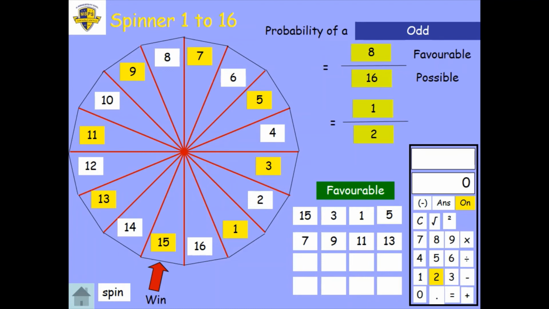Another example. Spinner has these numbers from 1 to 16. I want to find the probability of odd numbers. First, how many odd numbers do we have, or what is my favorable? I have 1, 3, 5, 7, 9, 11, 13, 15. So the total number of odd numbers here is 8. This is my favorable. And how many numbers do we have on this spinner? We have 16. So possible numbers is 16. So the probability of odd numbers is 8 out of 16. After we simplify it, we get half.